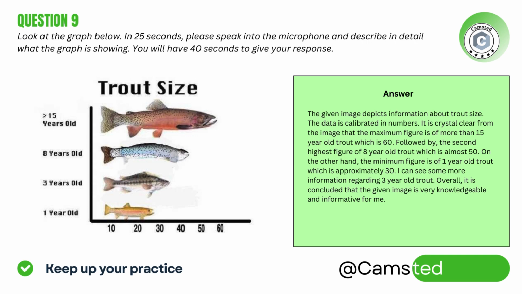On the other hand, the minimum figure is of 1-year-old trout, which is approximately 30. I can see some more information regarding 3-year-old trout. Overall, it is concluded that the given image is very knowledgeable and informative for me.